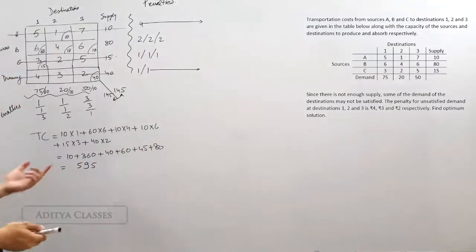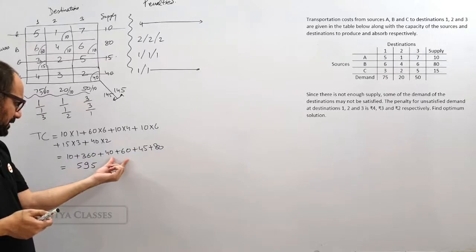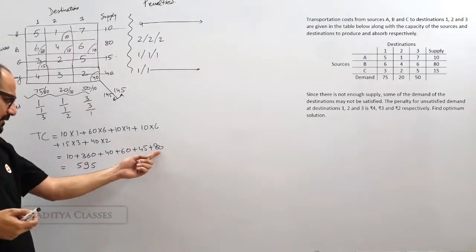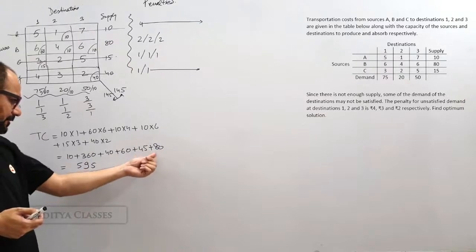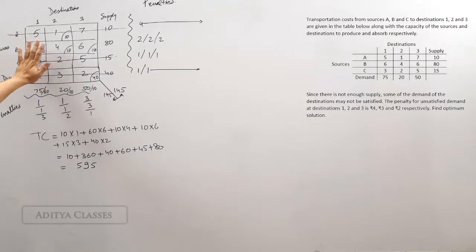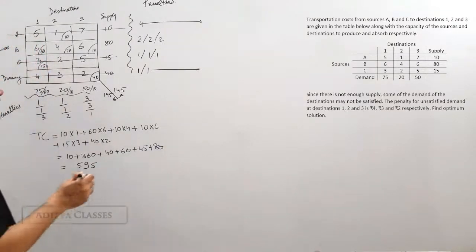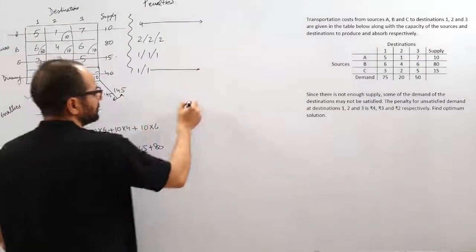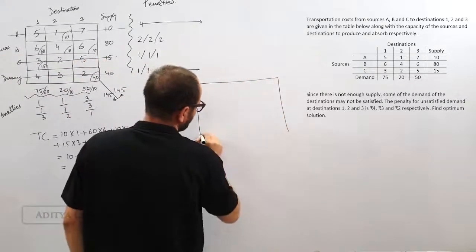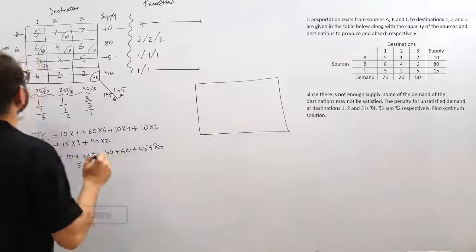595. Is it 595? Let us check. 100, 460, 470, 550, 595. This is the total cost for our first assignment. Now let us quickly check if this is an optimal solution also. For checking optimality, we'll make use of modified distribution.